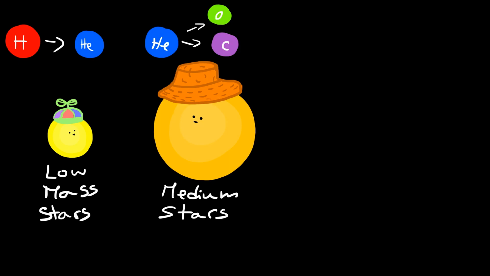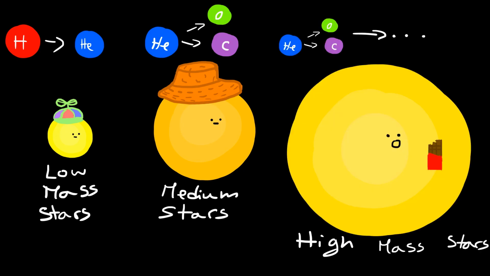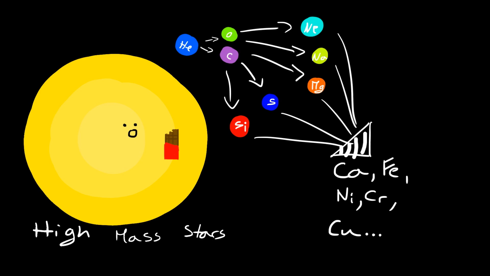Medium stars, for example our Sun, at their old age, when their hydrogen fuel runs out, they start converting helium into oxygen and carbon. High mass stars, after their hydrogen fuel runs out, they start converting helium into oxygen and carbon. Carbon and oxygen into neon, sodium, magnesium, sulfur, and silicon. After these elements, which I mentioned just now, are fused into calcium, iron, nickel, chromium, copper, and more.